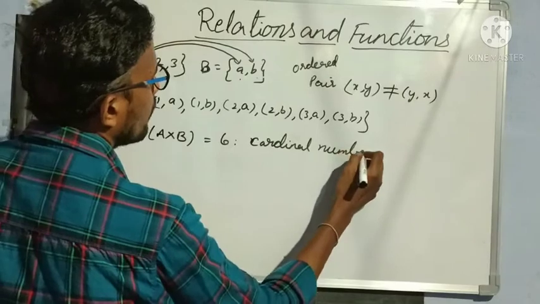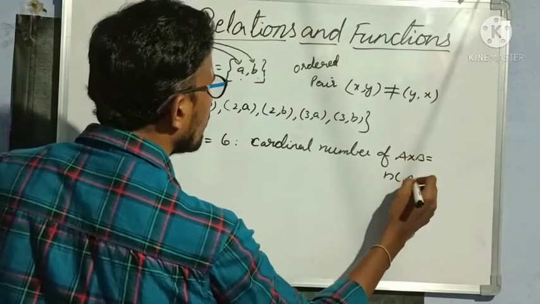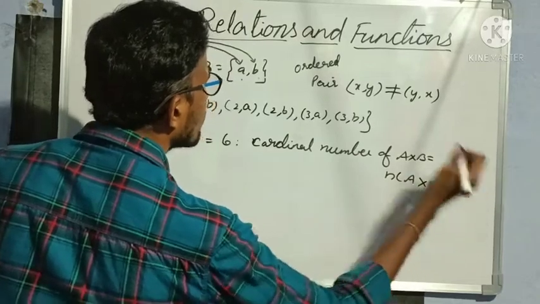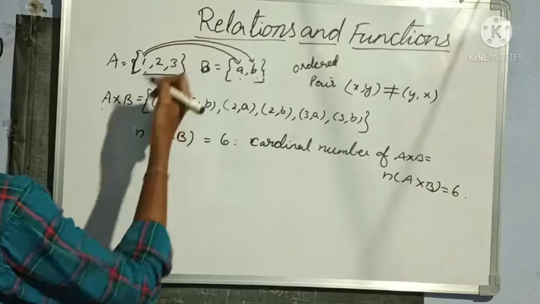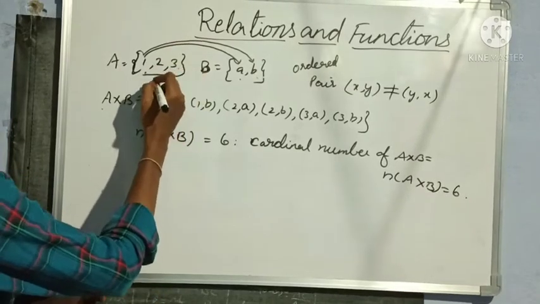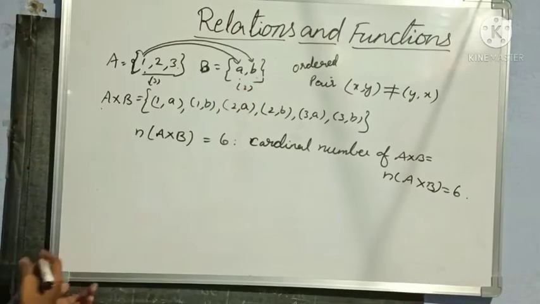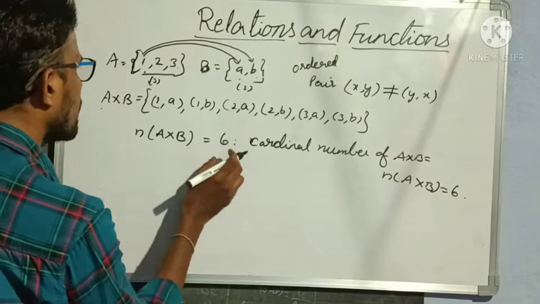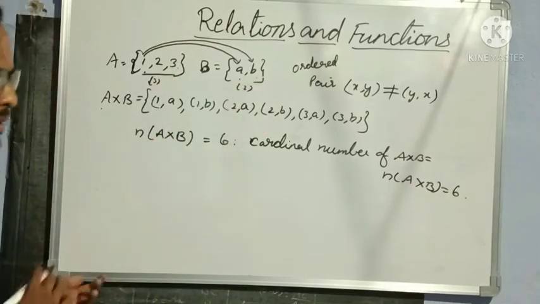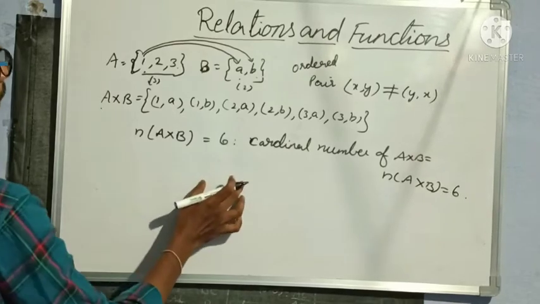Okay? So cardinal number of A cross B is nothing but number of elements of A cross B. How many elements? 6 elements. So whatever the set you take, for suppose you are taking the set A here. How many elements in set A? 3. So cardinal number of set A is 3. How many elements of set B? 2. So cardinal number of B is 2. In the same way, cardinal number of A cross B is nothing but 3 into 2, which is 6. Understood?